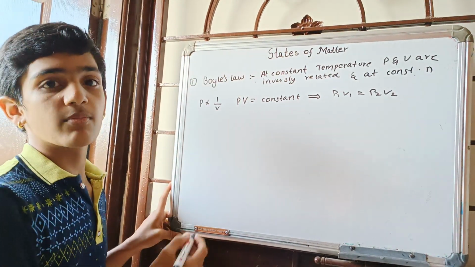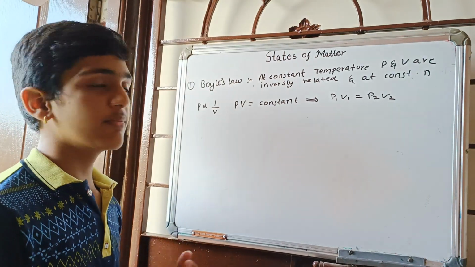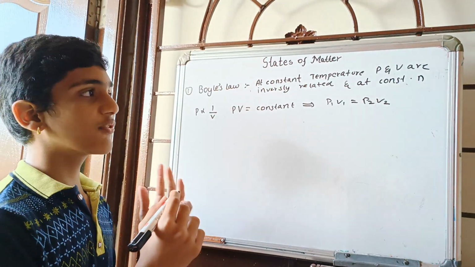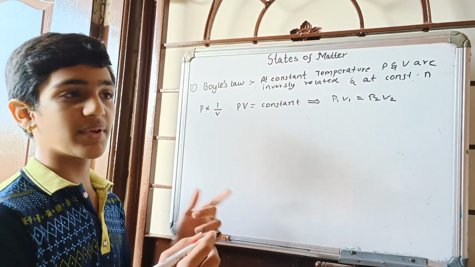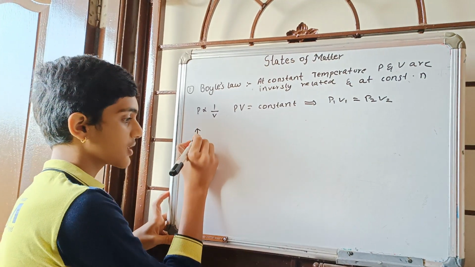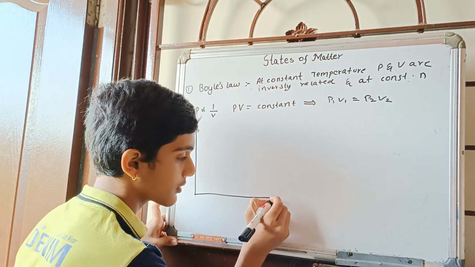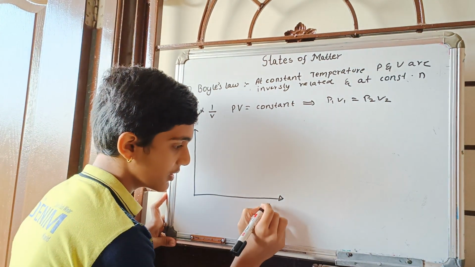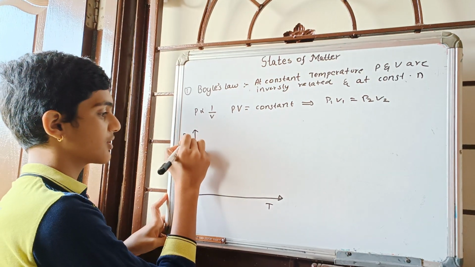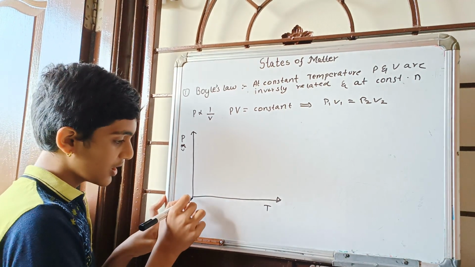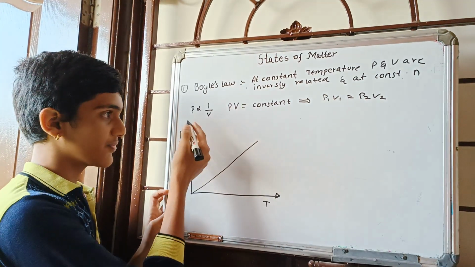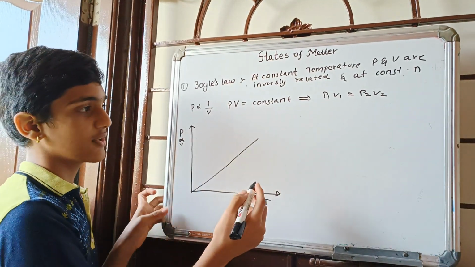Boyle's law is also known as Boyle's law of isotherm. What do you mean by isotherm? Isotherm is basically a graph of P or V against temperature. The graph looks like this. P, T, P or V, anything you can keep, the graph would be the same. It would be like this. This is known as an isothermic graph.